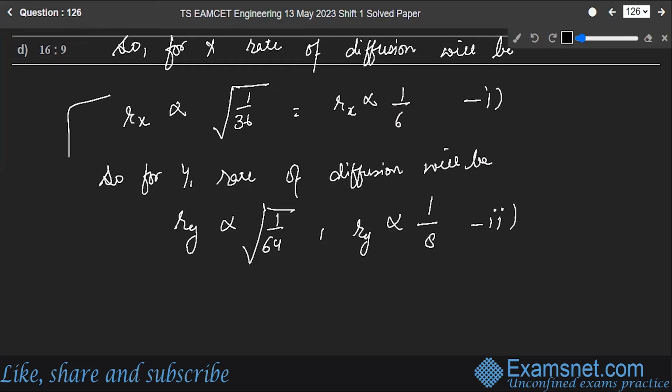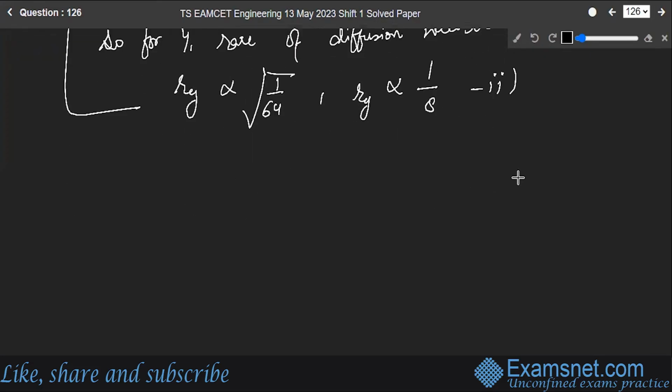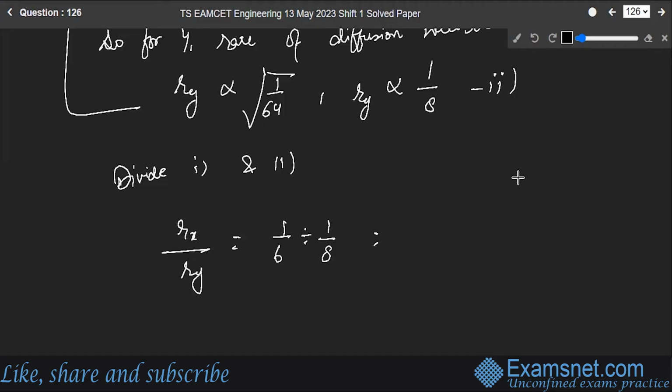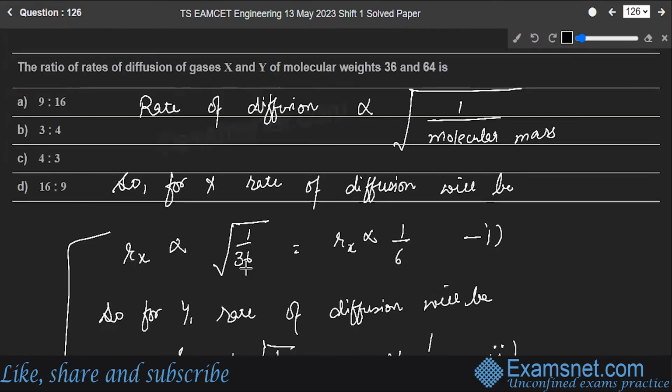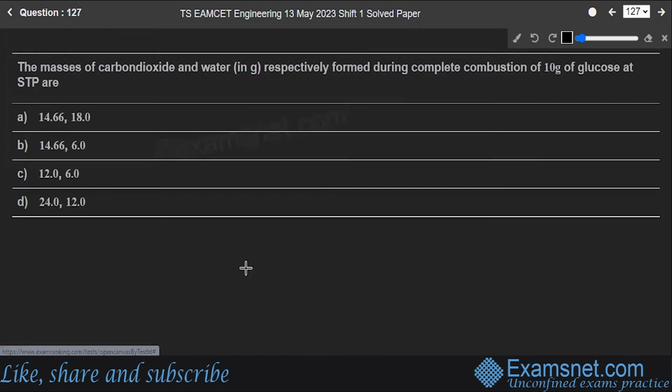Let's divide both of them. Rx upon Ry is equal to 1 by 6 divided by 1 by 8. So this is 4 by 3, or 4:3. That makes option C the correct answer. Hope you understood. Next is question number 127.